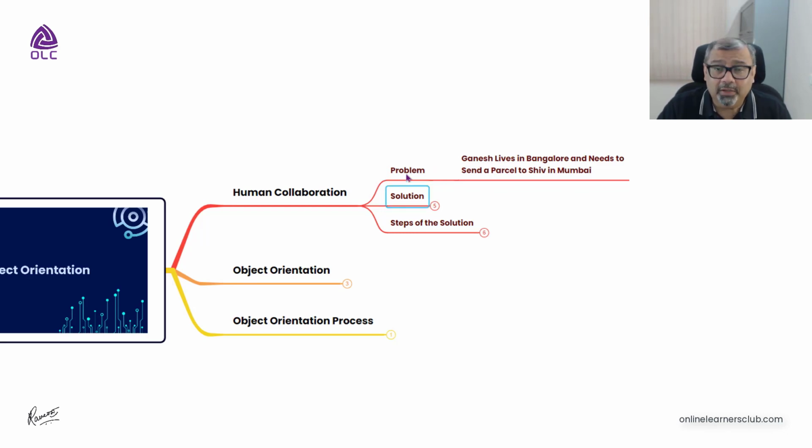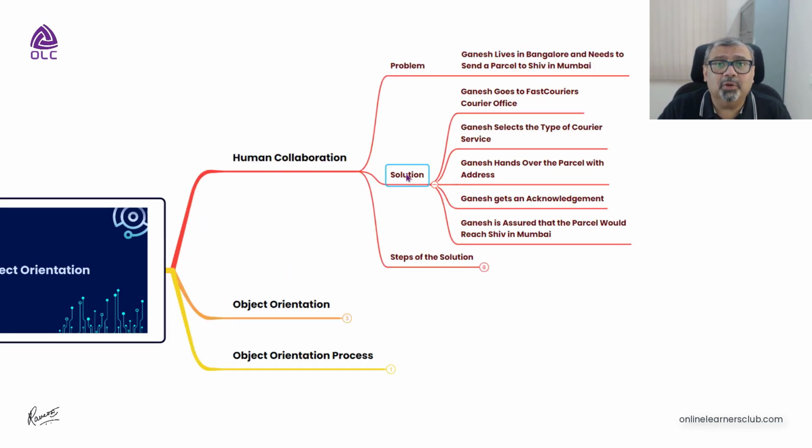Now, what is the solution? How do I solve this problem? It's very simple. So Ganesh goes to a courier office, Fast Couriers, and Ganesh selects the type of courier to select. So what are the different types of couriers that could be there?